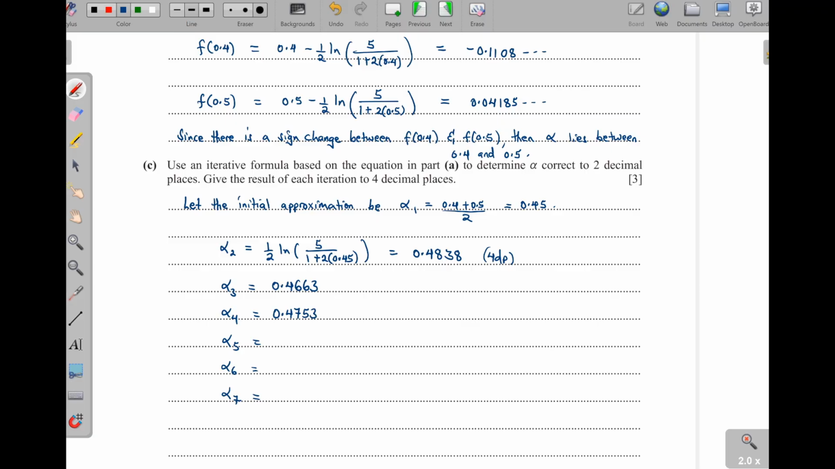We continue. Now when I round this one to 2 decimal places, this one gives me 0.47, but then this one gives me 0.48. You see? So we have to continue.